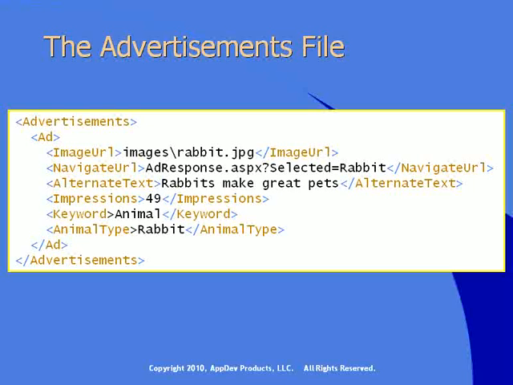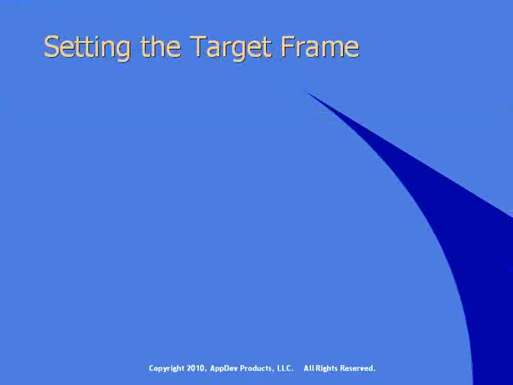You saw that happen already. It told us what was selected as we went to another page. Notice again that we've added a custom element, animal type. It's important to understand that ASP.NET just passes that information through to you, and you can retrieve that, and we'll look at code that does that in just a moment.